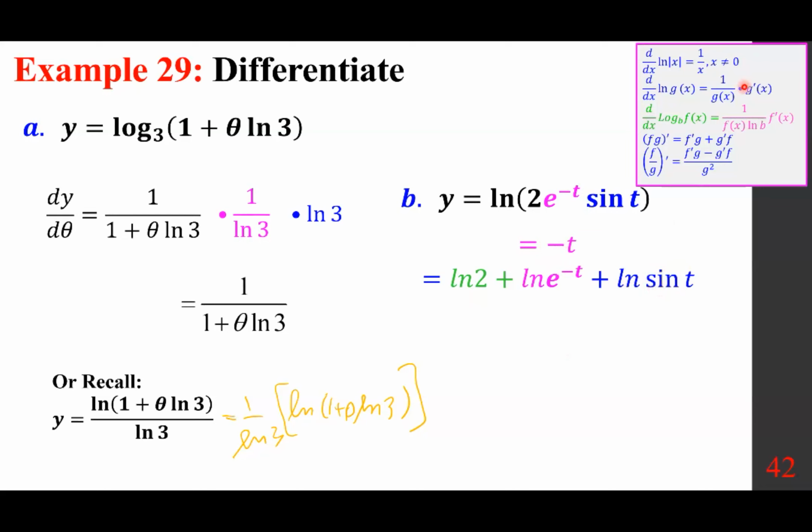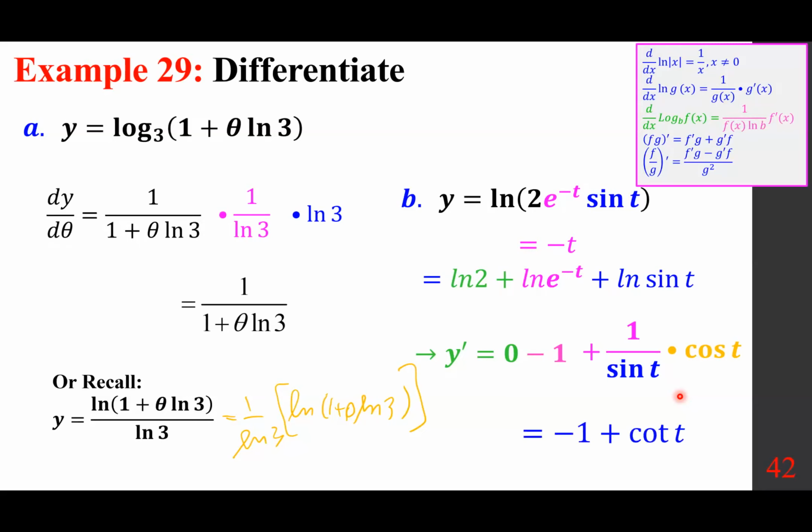According to this one, flip this over, 1 over sine t, and then the derivative of that is cosine t. So 0 minus 1, and then 1 over sine t, and times cosine t. Now, this remains as negative 1, and this, I hope you realize, is cotangent t, everybody. So it's cotangent t. All right. So negative 1 plus cotangent t.